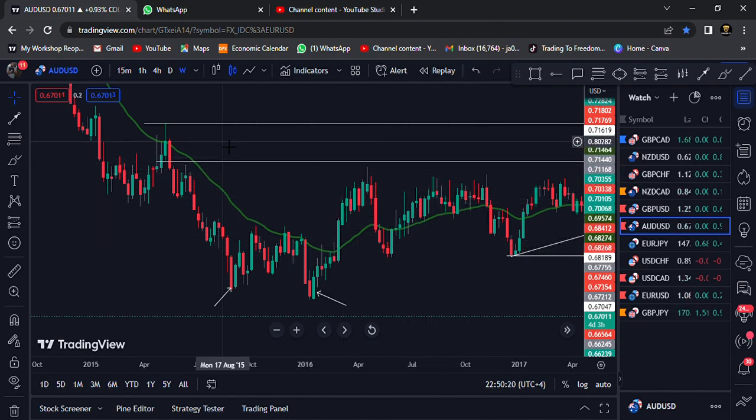So here it almost hit, but however it is, always give 20 pips or 10 pips, it depends on your time frame, before your take profit. Like if your take profit was supposed to be at say 0.7000, it's always advisable to leave the take profit at 0.6990. So 10 pips or even 15 pips or 20 pips, it depends on your time frame.